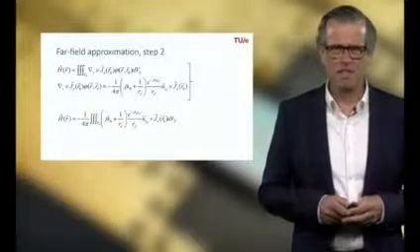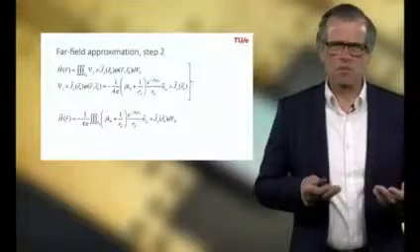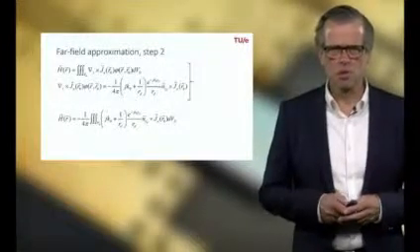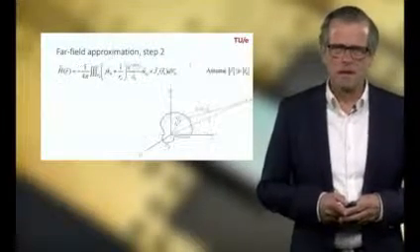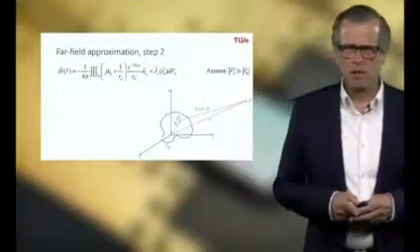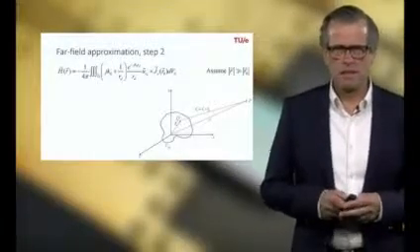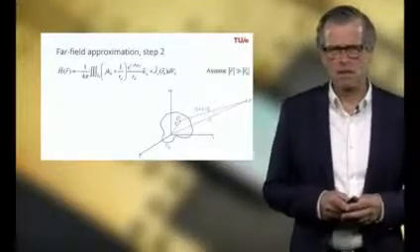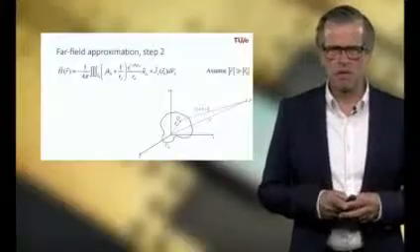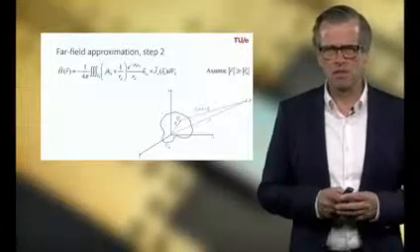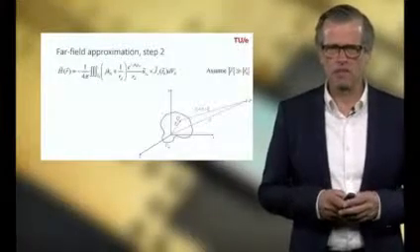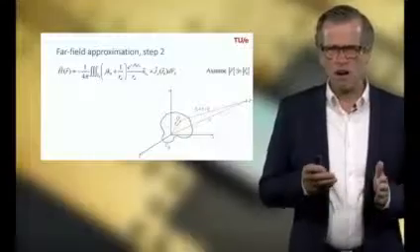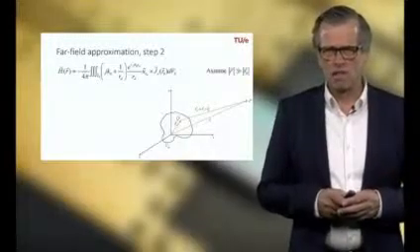Now, let's see if we can introduce approximations, because we assumed that we were in the far field. Now, if we look into this configuration again, so we have an observation point P, and let's assume that this point P is far away from the antenna. So that means that R is much larger than R naught.